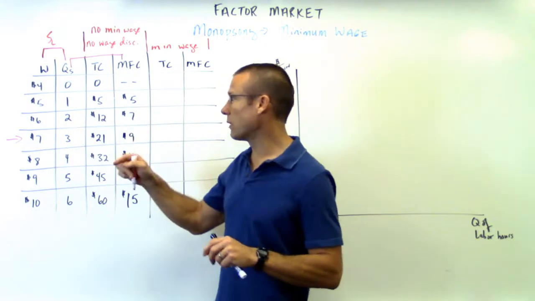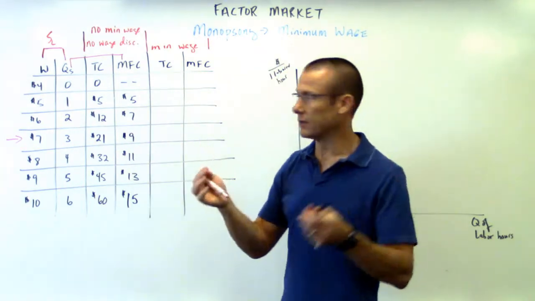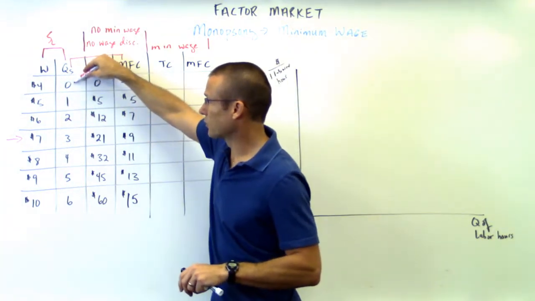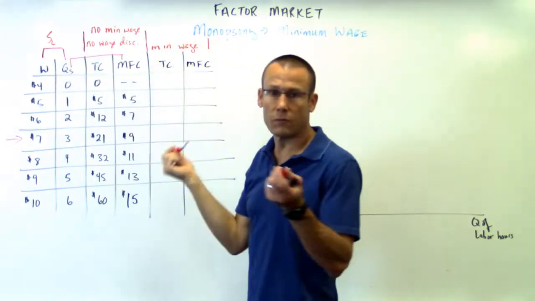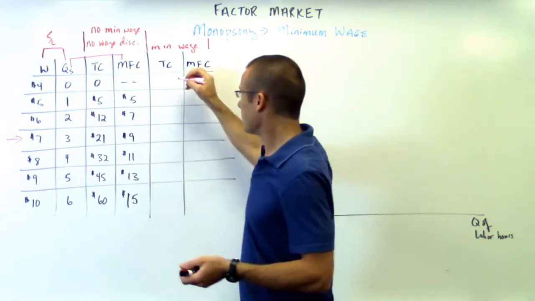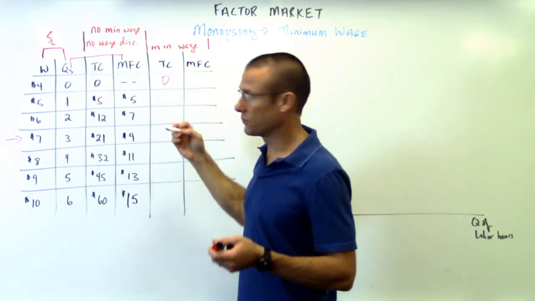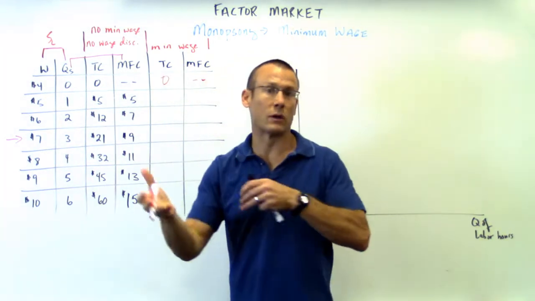So I'm going to go ahead and fill in the top part. It's really easy, right? So once again, still Q of 0. Not looking at the wage of 4, just Q of 0. Well, if we got 0 people hired, total cost again 0. Marginal factor cost not even applicable. That's why I was going to skip that.